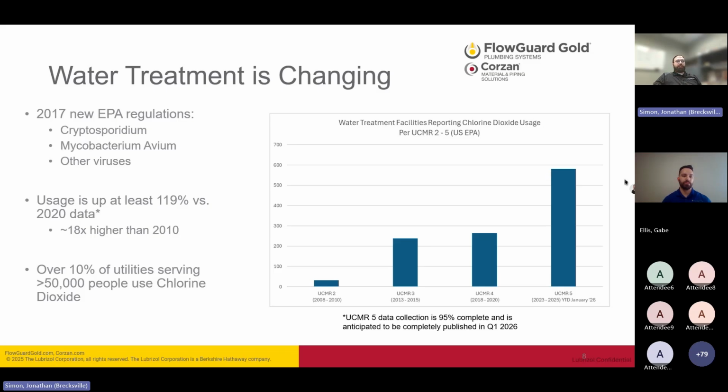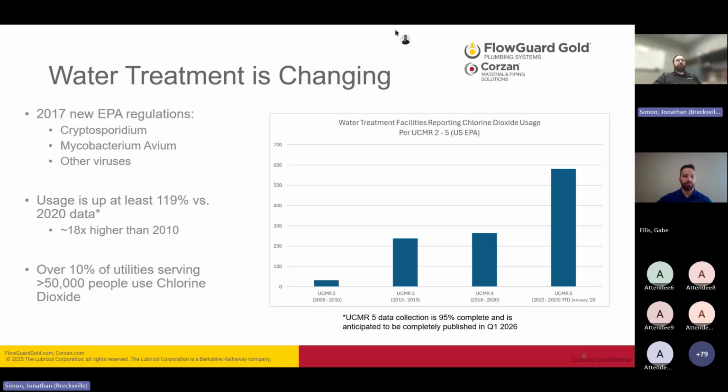In 2017, the EPA issued some new regulations identifying Cryptosporidium, Mycobacterium avium, and a variety of other viruses as water contaminants of concern. What's notable about these particular contaminants is that neither chlorine nor chloramine disinfection is particularly effective at killing them. But chlorine dioxide is extremely effective at disinfecting against these elements of concern.